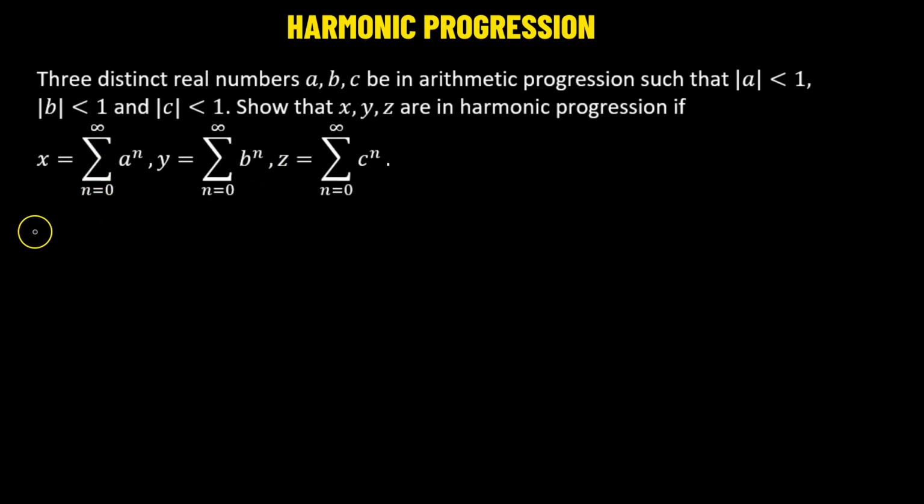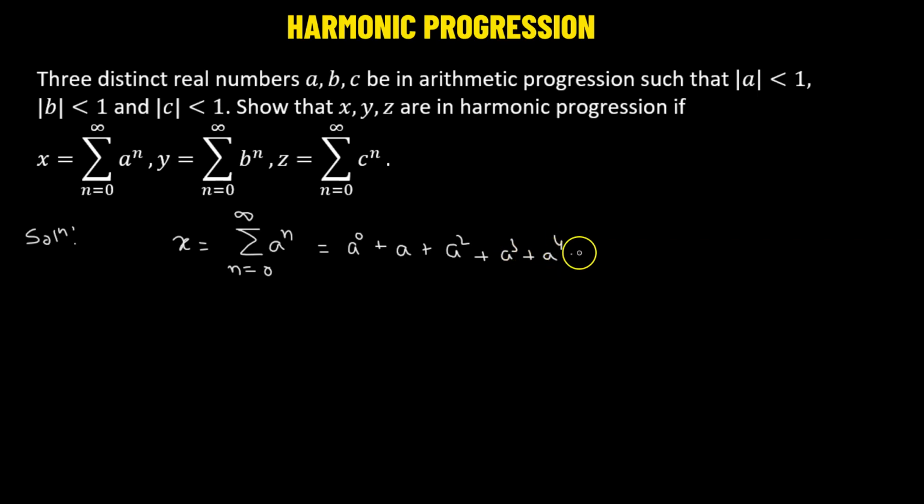So let's try to understand this problem. Here we are given x equals the summation of a raised to the power of n, where the index n runs from 0 to infinity. So let's expand it. When we put n equals 0, we get the first term, a raised to the power of 0. Then for the next term, we put n equals 1, so we get a raised to the power of 1. So that's simply 1. Then we have a squared. Next will be a cubed. Then a raised to the power of 4, and this goes on to infinity.